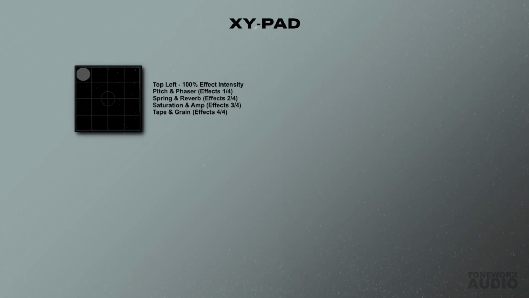When the ball is positioned in the top left of the XY pad, some effects from each sector reach their full intensity. This means that the effects from the first sector, pitch and phaser, are at 100%, as well as the effects from the second sector, spring and reverb, the third sector, saturation and amp, and the fourth sector, tape and grain. Depending on where you place the ball in the pad, you change the mix and intensity of the effects from the 4 sectors.